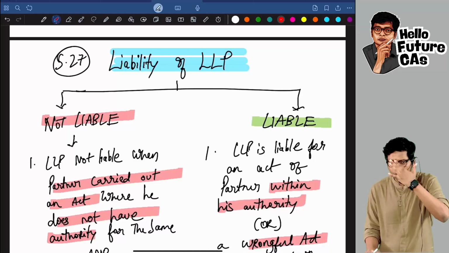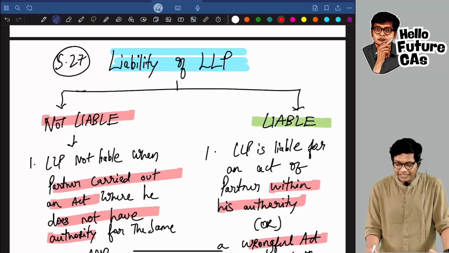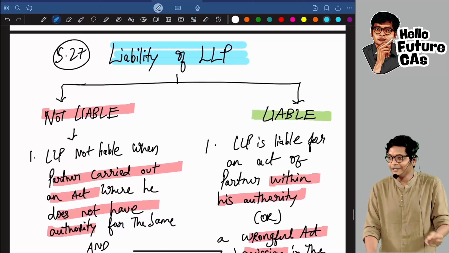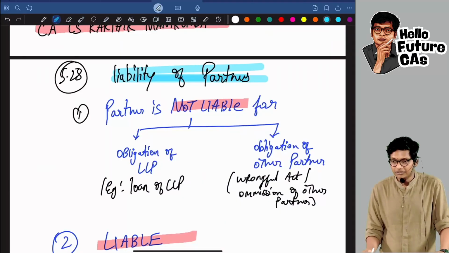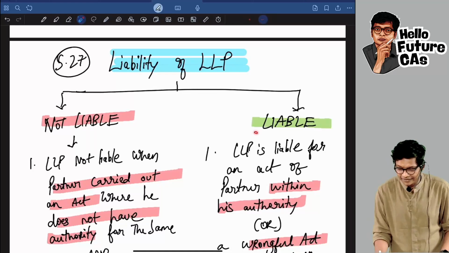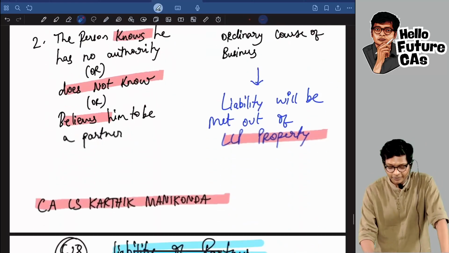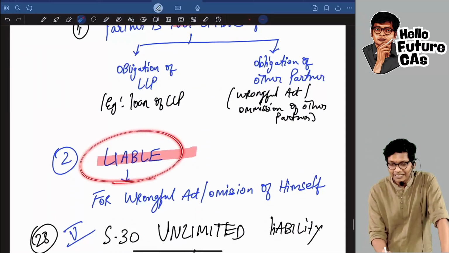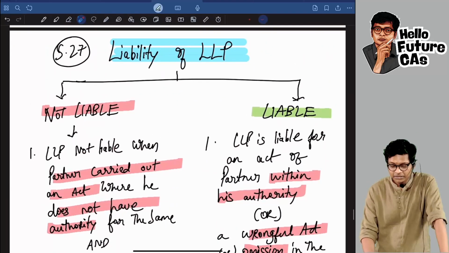I have simplified it. The booklet is complicated, like one spider web. I have simplified it for you guys. Liability of the LLP, and I have given liability of partners, in simple form under that. In liability of the LLP, I have given when the LLP is liable, when the LLP is not liable. In liability of partners, I have given when a partner is liable, when a partner is not liable. Are you understanding, guys? Clear?